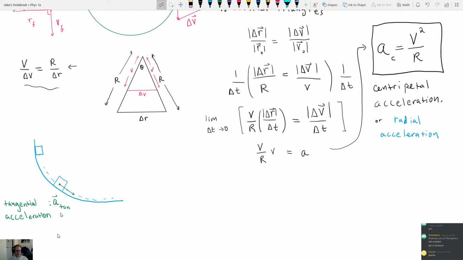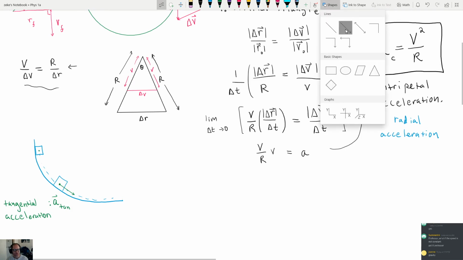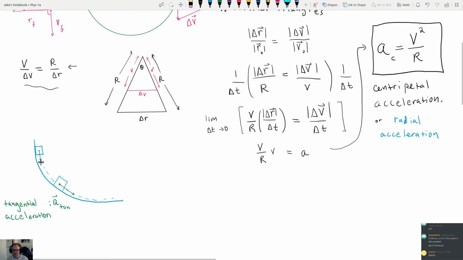Gravity. Exactly. Same thing up here, right? When the object is at the top right here, it would have a tangential acceleration. It would just be pointing kind of down like this. And that would also be produced by gravity.